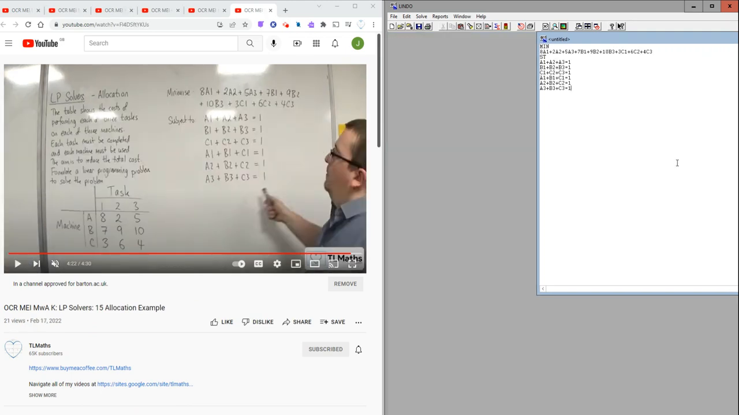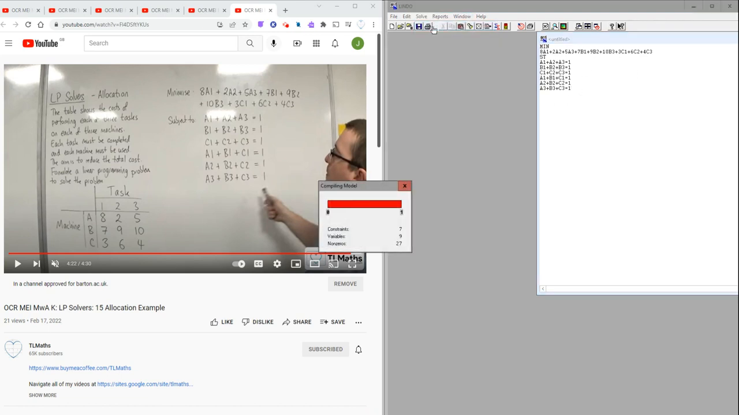So here we had our allocation problem, where some machines had to be matched to some tasks. Each machine had to be picked and each task had to be completed, but only one machine could complete each task. So this is what the problem was, and here is our minimizing objective function subject to these constraints. So let's see what Lindo makes of this.